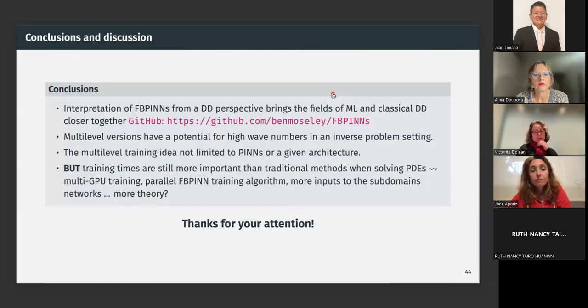So yeah, I just jump onto the conclusions. This last part is probably something that I'm also continuing to do. If we import these ideas from domain decomposition to the training, we get this multi-level training, and you have the codes that can be tested here. This multi-level training is very exciting because it's not limited to PINNs or given architectures, and there are a lot of other things to explore. Okay, so I'm done. Thanks for your attention.